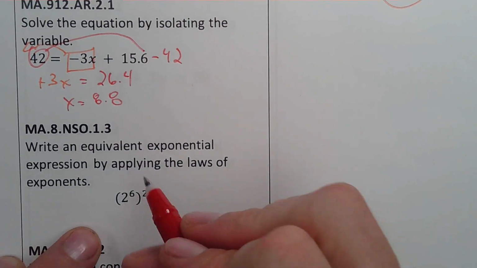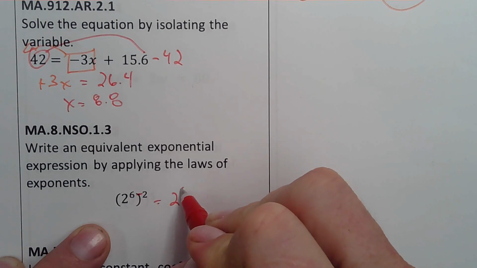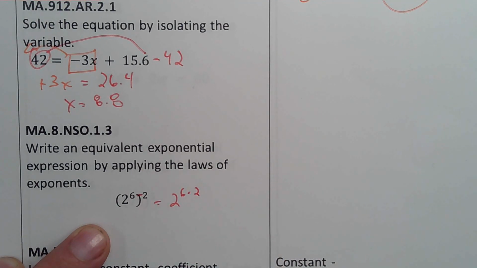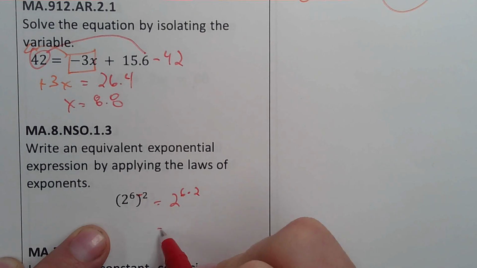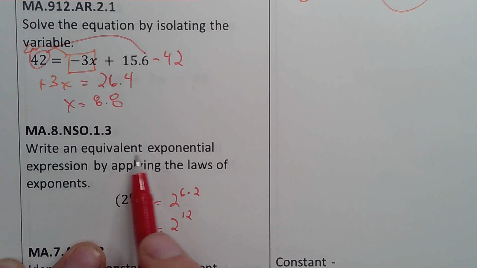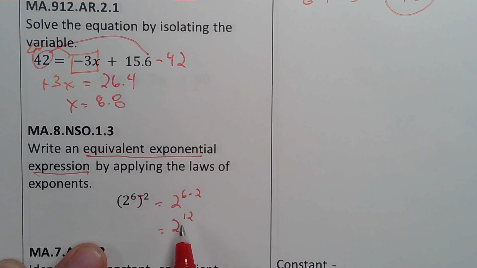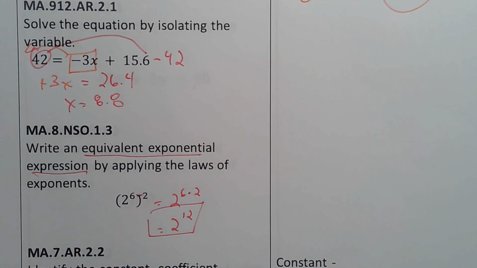I'm going to apply the law of exponents. Here it's going to be equal to 2 times 6 times 2. All right, this is the product of the product. When you have an exponent raised to another exponent, you multiply the exponents together, equals 2 to the 12th. And then write an equivalent exponent expression. That's what we're doing. We're not solving it, just writing an equivalent exponent expression.